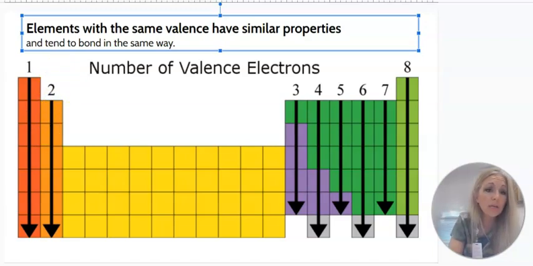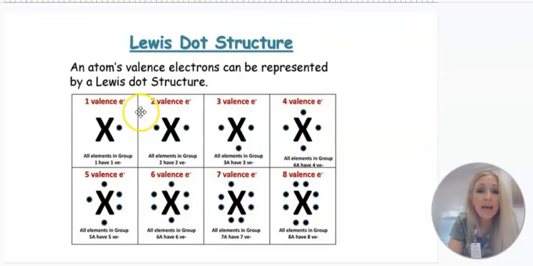The only new thing that we're looking at has to do with valence. And so that is our Lewis dot structure. So our Lewis dot structure is simply a dot with the chemical symbol. The dots are representing how many valence electrons there are. So this would be an example of hydrogen. It has 1 valence electron.